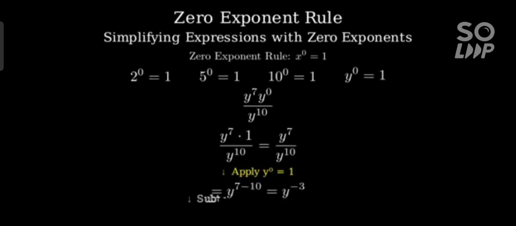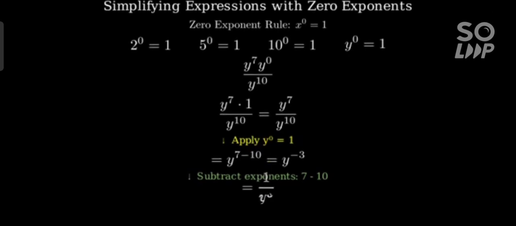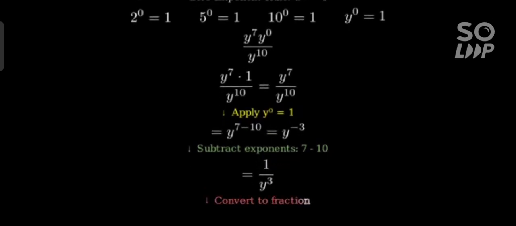Next, when dividing terms with the same base, we subtract the exponents. Here, we subtract 10 from 7. Our final answer is y to the negative 3rd power. This means 1 divided by y cubed.